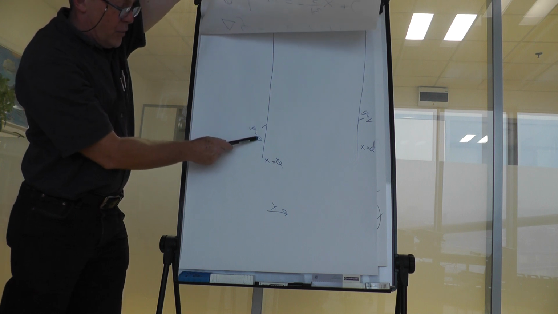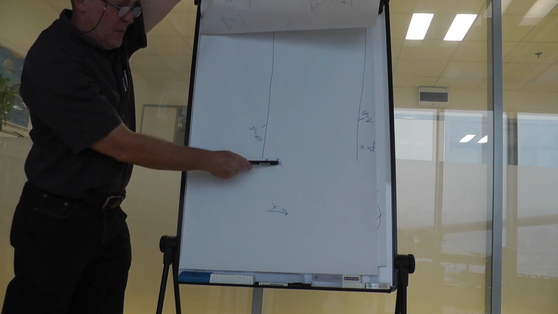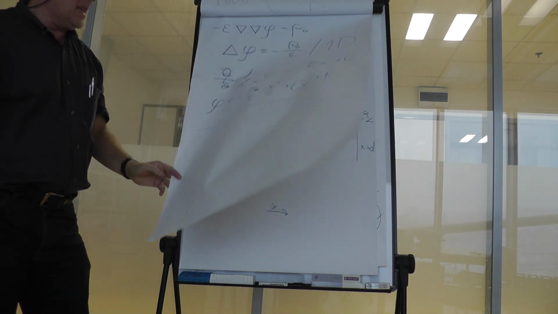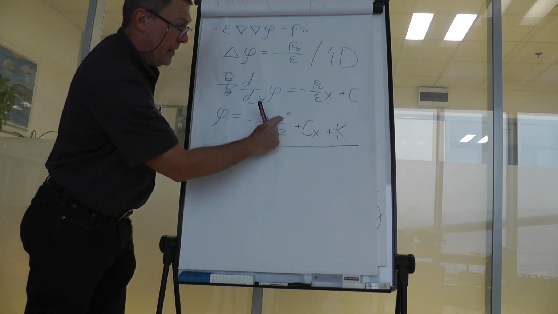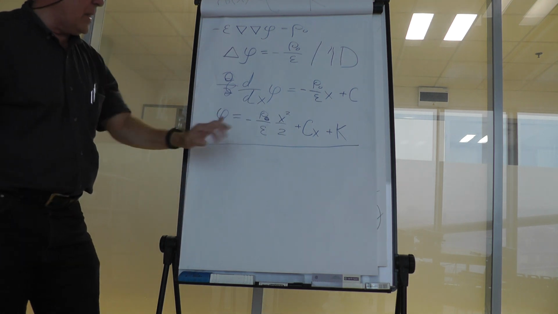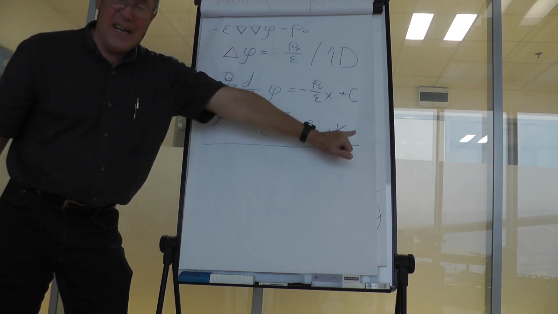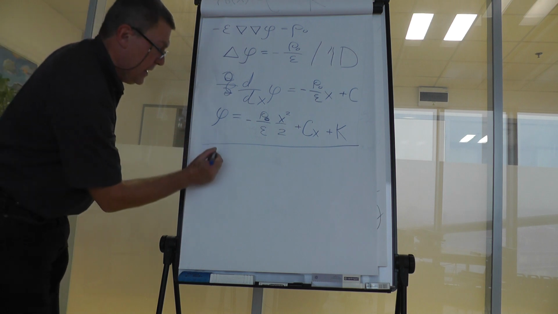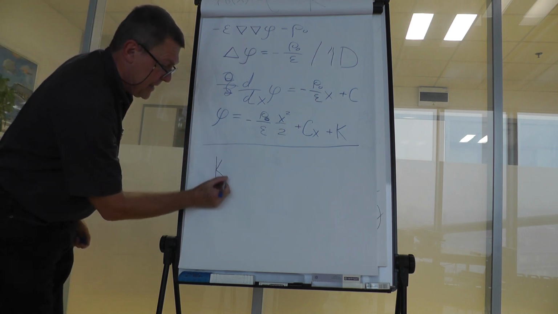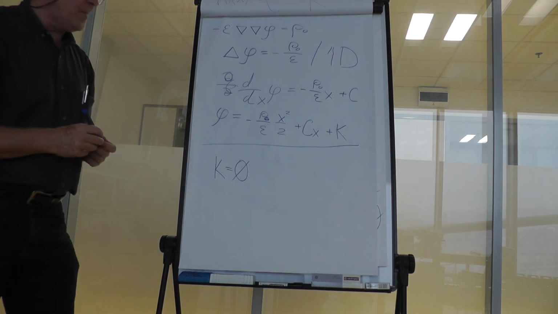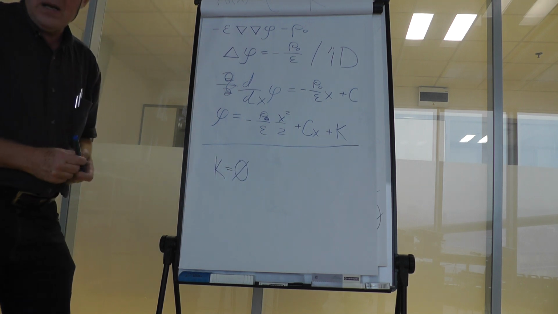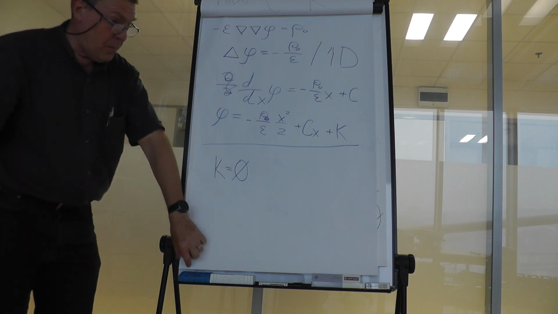Let's start with the left boundary. So phi should be 0, x should be 0, substituting 0 here and 0 here. We will get 0 is 0 plus k. So the first constant is easily established, k equivalent to 0. Well, okay, let's go on to the other boundary.